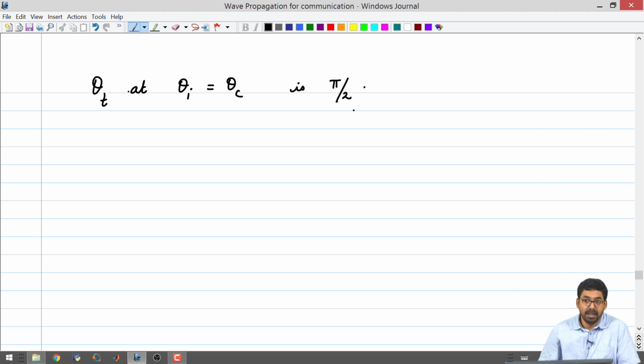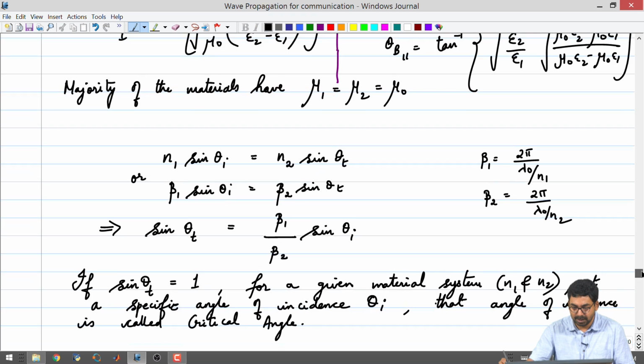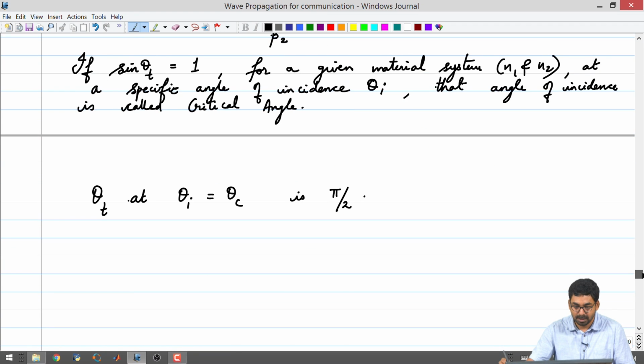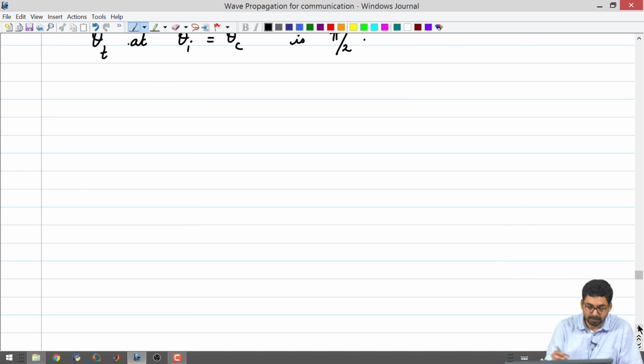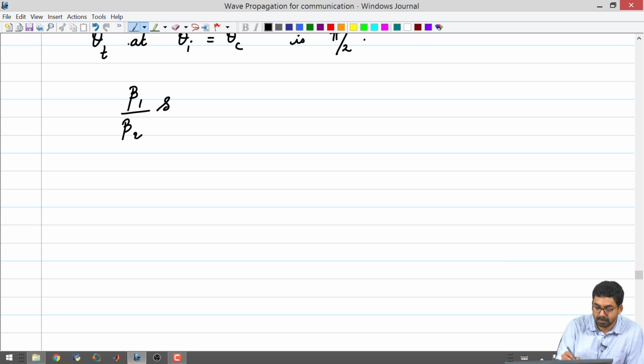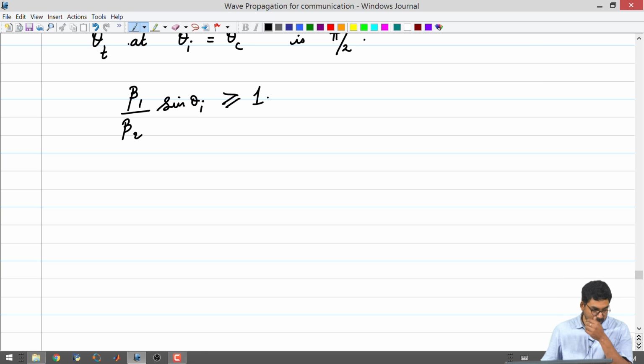going all the way to pi by 2 at the input itself, which means that at angles higher than this critical angle, sin theta t is going to appear to be greater than 1, or in other terms, beta 1 by beta 2 sin theta I is greater than 1. These are the specific cases that we are saying.